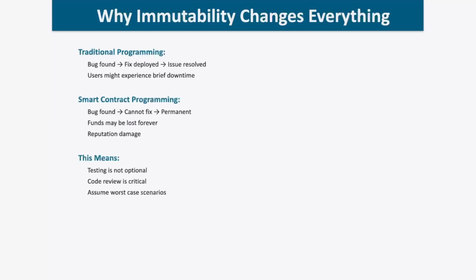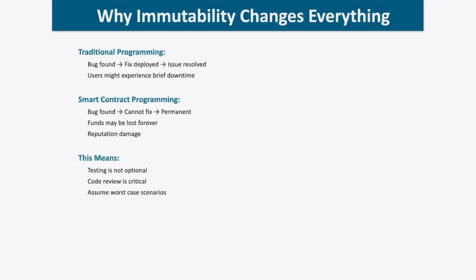I want to return to the fundamental reality that drives all of this. Immutability changes everything. On Ethereum, if you have a bug, you cannot fix it. It is permanent. There is no second chance and there is no hotfix. The code at that address is what runs forever. If that code has a bug, funds can be stolen. They will be stolen. This isn't theoretical.